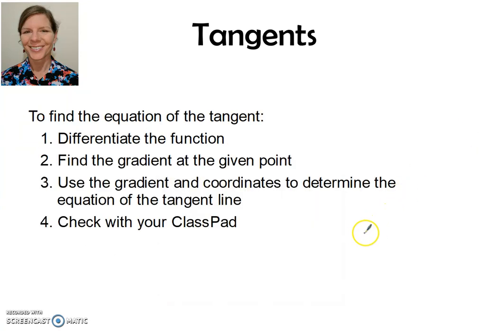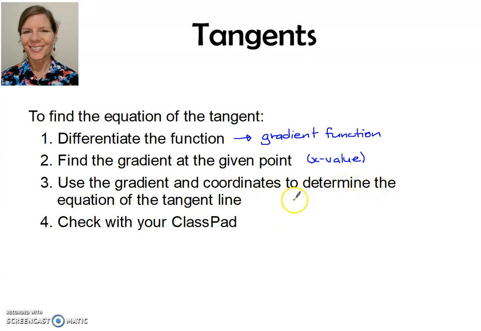The steps to do this are pretty straightforward. Firstly, you need to differentiate the function. That will give you your gradient function. Then you find the value of the gradient at the given point. So there has to be a point specified. You have to have an x value, and you substitute that in, and that will give you the gradient at that point. Then you just use the gradient and the coordinates of that point to determine the equation of the tangent line. If that's not all that clear, hopefully it will become more clear when we do an example.